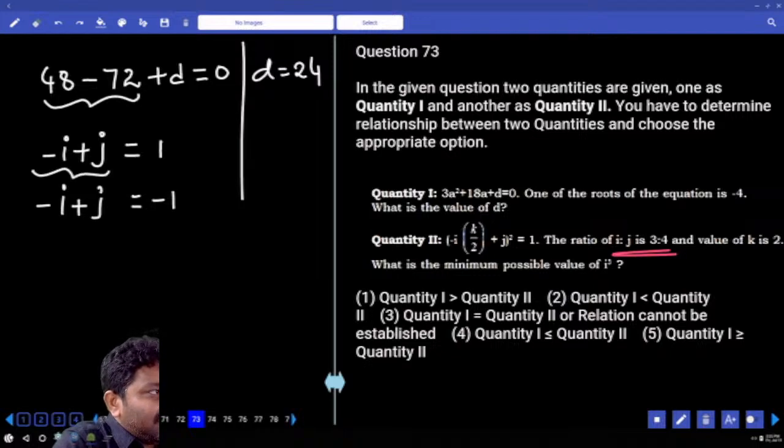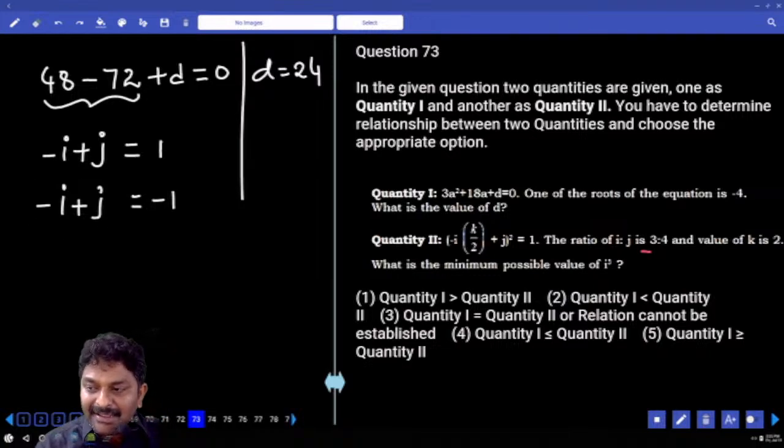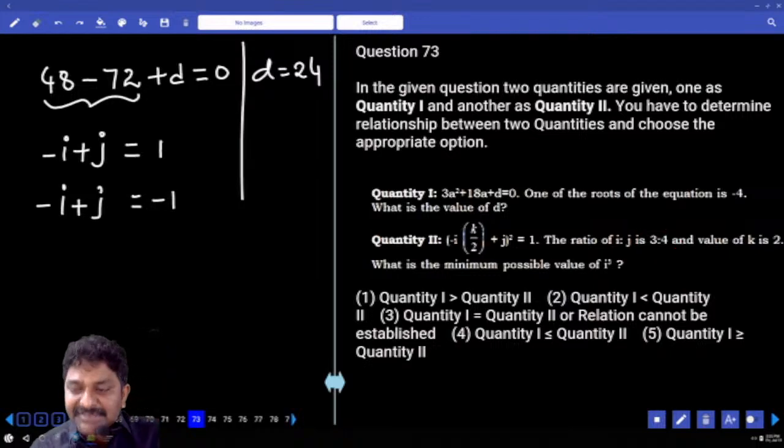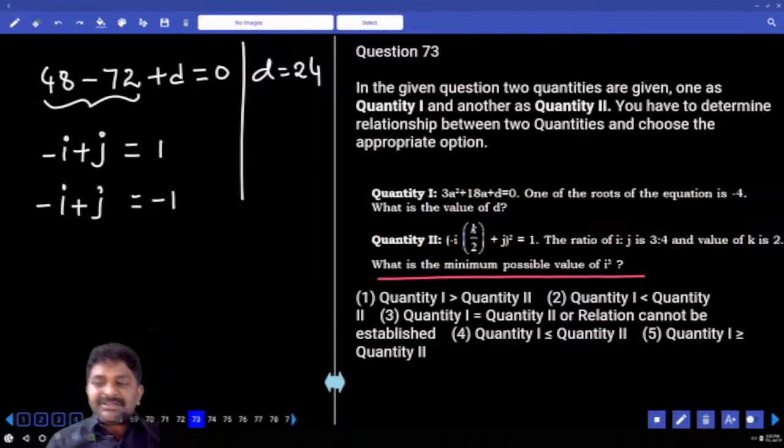Difference. 1 part is equal to 1. Difference. 1 part is equal to, Amma? So here it may be 1 part value plus 1 or it can be minus 1 also. Right? What exactly is the question? What is the minimum possible value of I cube? First of all, you tell me what is I value?